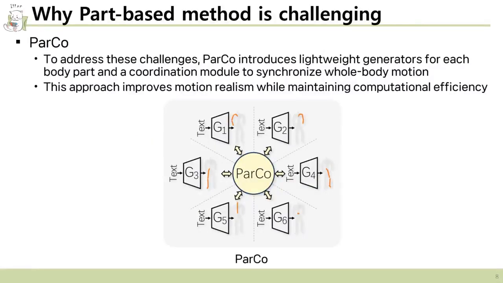To solve the issues posed by the part-based method, ParCo was introduced. ParCo addresses these challenges by using lightweight generators for each body part. Each body part, such as the arms, legs, and torso, is generated separately, but ParCo introduces a coordination module to synchronize these parts. This ensures that the entire body moves smoothly as a whole, without any awkward or jerky transitions between the different parts.